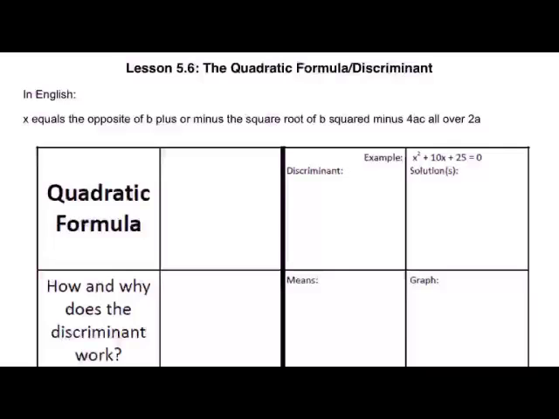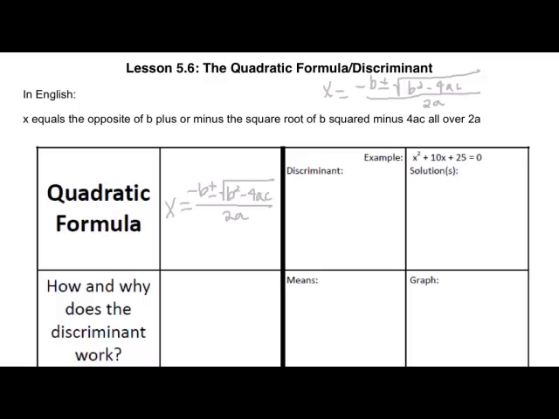So in English, our quadratic formula is x equals the opposite of b plus or minus the square root of b squared minus 4ac, all over 2a. And we're going to talk about how to plug into this formula in this section.